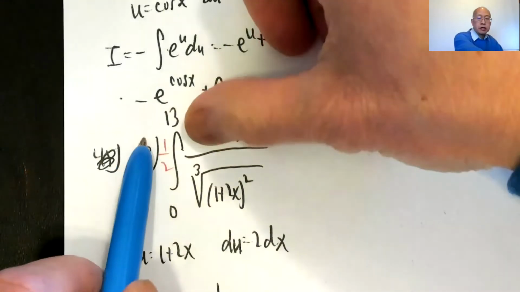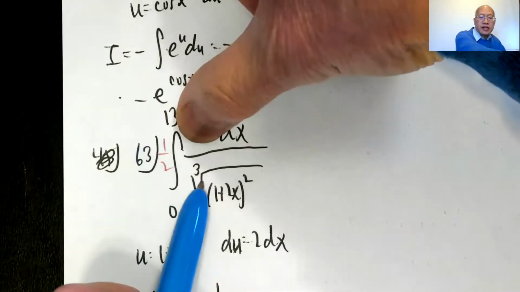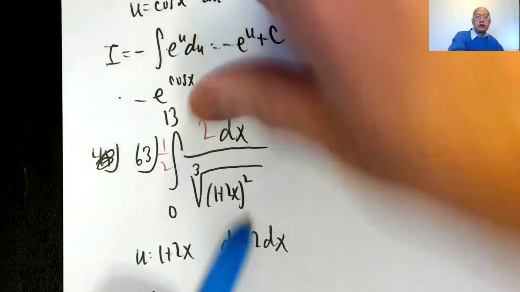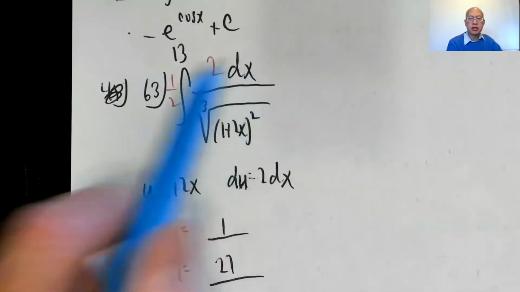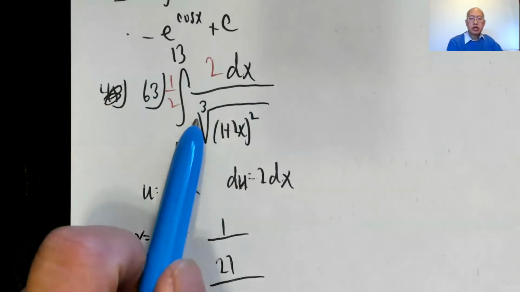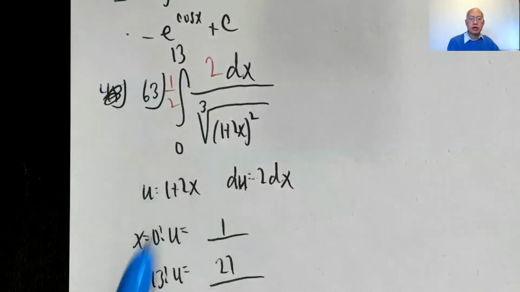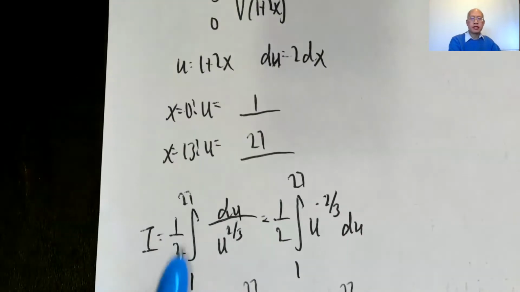63, the original was like that. Okay, so I don't like this. I like that to be u. So let u be 1 plus 2x. Du is 2 dx. 2 inside, half outside. So the next step, this would be du. This would be cube root of u squared. Change the limits. When x is 0, plug in, u is 1. When x is 13, 1 plus 2 times 13 is 27. So my new integral is from 1 to 27. There's a half in front.